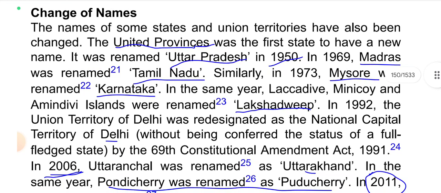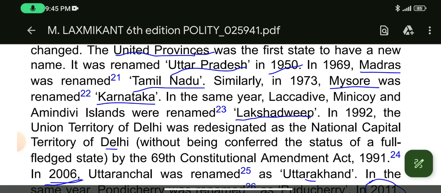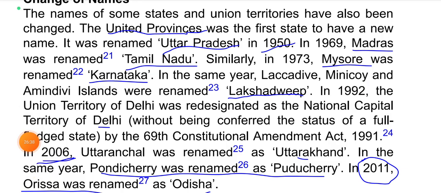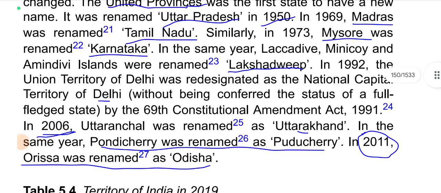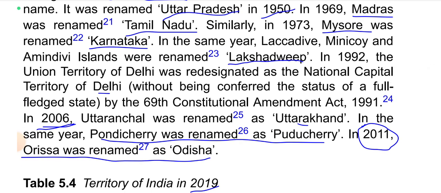Changes of names. The names of some states and union territories have also been changed. The United Provinces was the first state to have a new name. It was renamed Uttar Pradesh in 1950. In 1969, Madras was renamed Tamil Nadu. Similarly, in 1973, Mysore was renamed Karnataka. In the same year, Lakshadweep, Minicoy and Amindivi Islands were renamed.